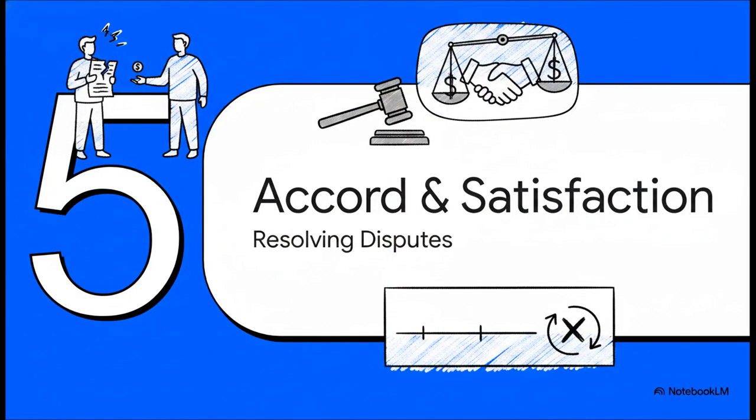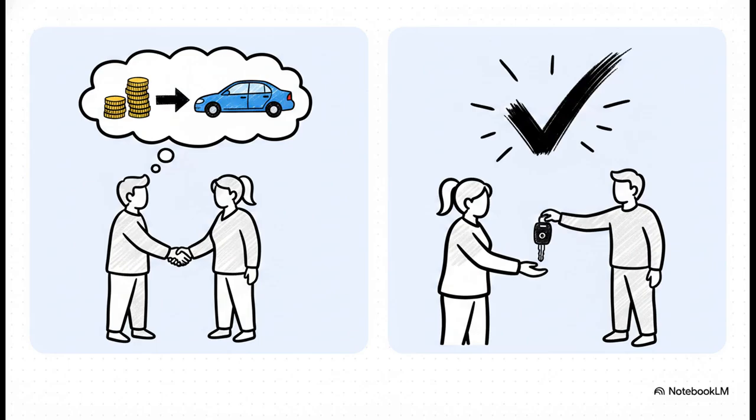Finally, Section 5, accord and satisfaction. Let's tackle how to resolve disputes right at the end of a contract's life cycle. This is for when someone can't pay what they originally promised, but they really want to settle the matter without dragging it into court. Please don't let these terms trip you up on an exam. They are two very separate steps.